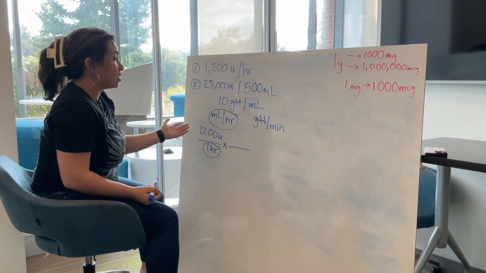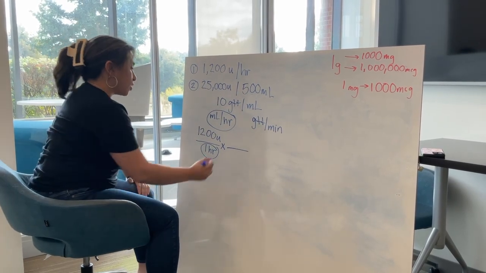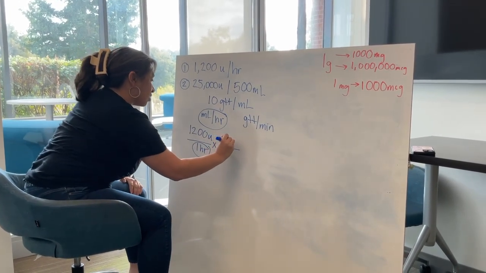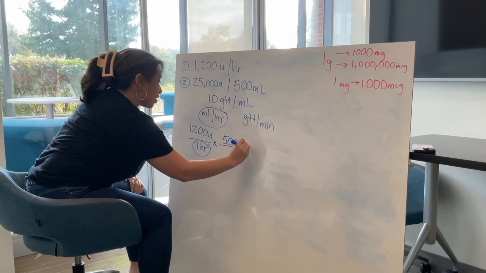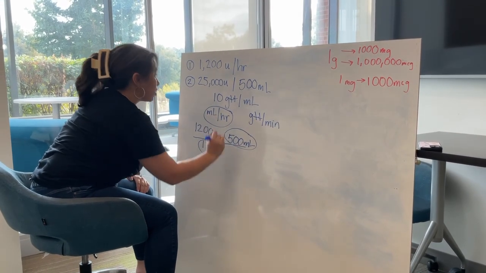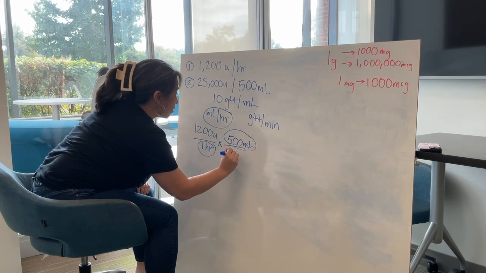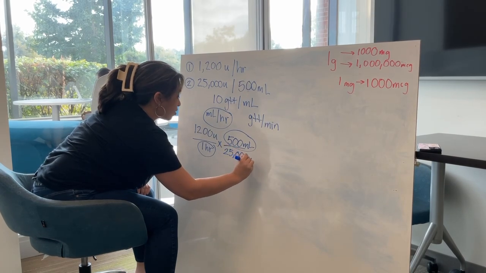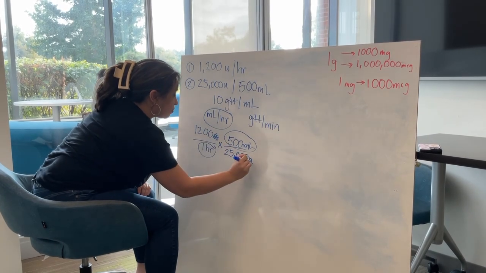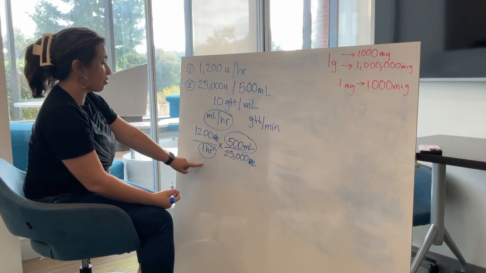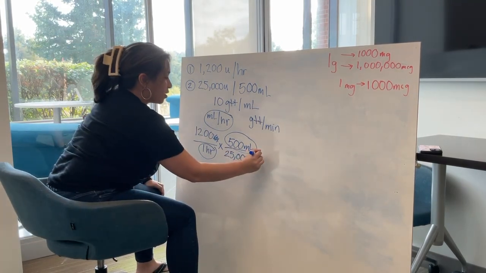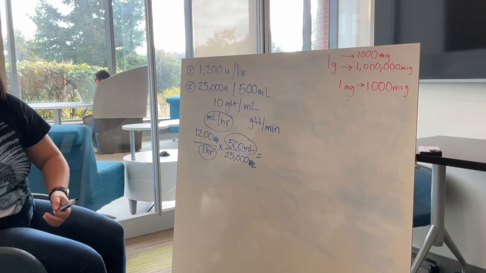So what do we need? Milliliters on top. So we're going to switch it around to 500 milliliters so that it's on top, and we're going to put 25,000 units on the bottom so that it crosses out. So what are we left with? Milliliters per hour. So it's pretty easy for that part.